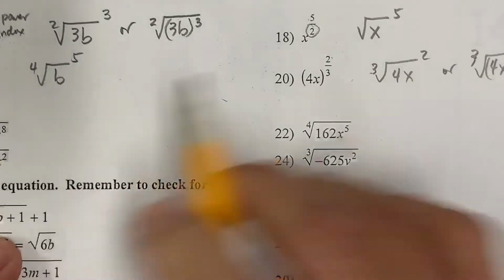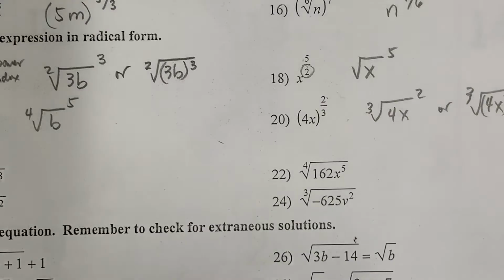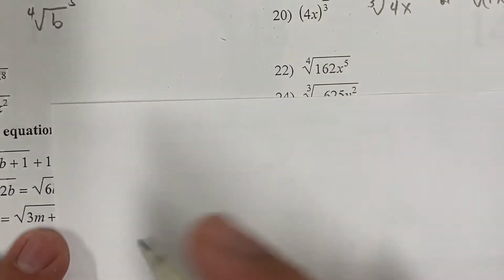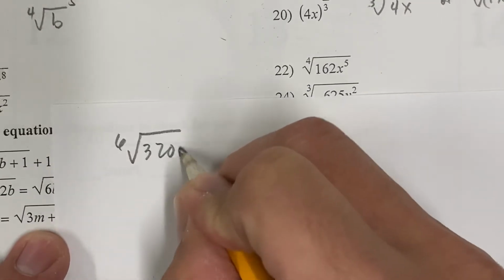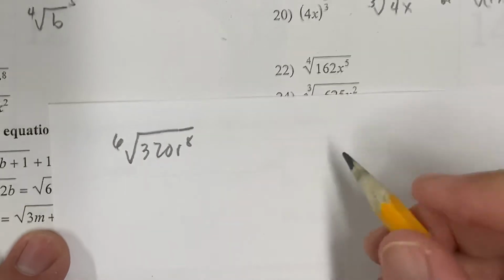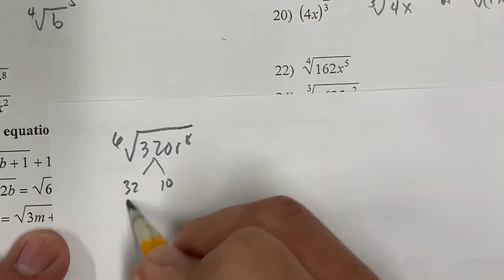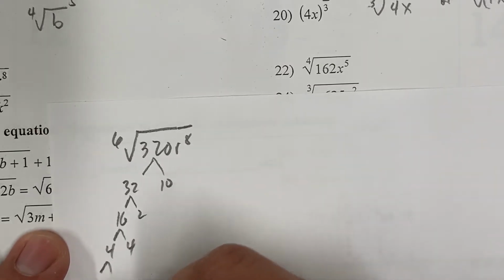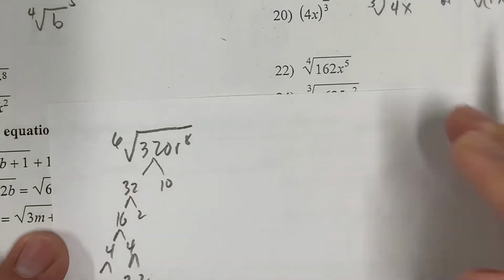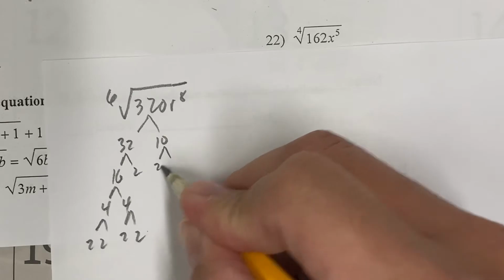Okay, simplify this one. We might need the paper here, working space. For number 21, we're going to have 6th root of 320 r8. So here we have to break down the 320. The easy portion is 32 and 10. 16 and 2, 4 and 4, 2, 2, 2, 2. Do you see it? There you go. And then the 10 can still break into 2 and 5.